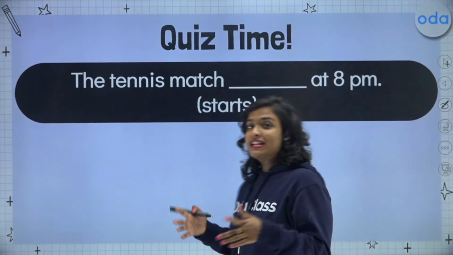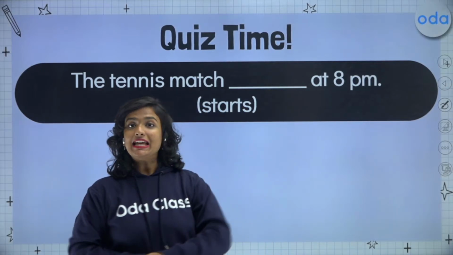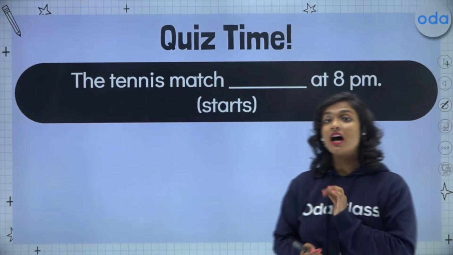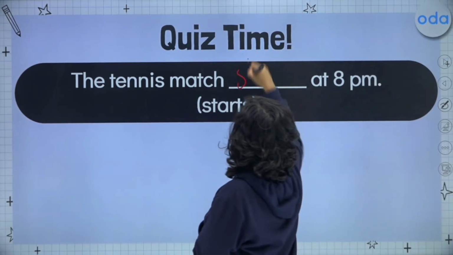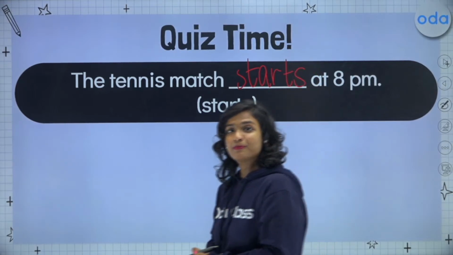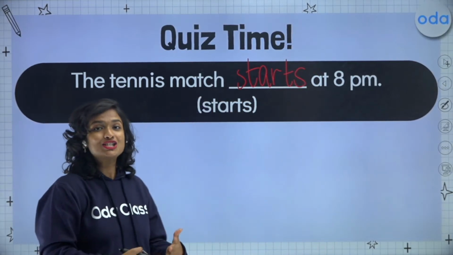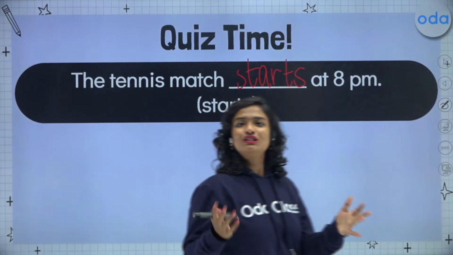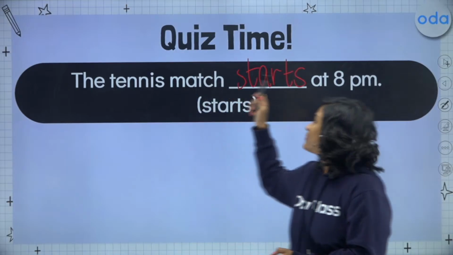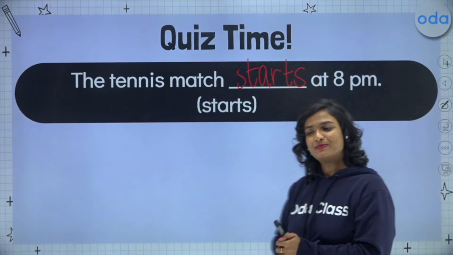Next up, the tennis match blank at 8 p.m. And the infinitive to be used is start. So the tennis match starts at 8 p.m. This is a planned action for the near future. So we use the simple present tense. And because our subject is singular, we add an S at the end.